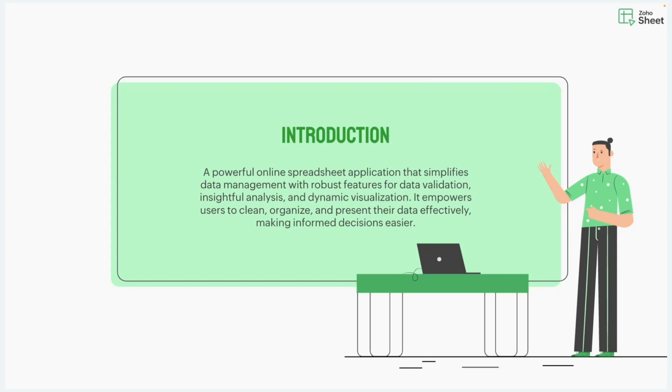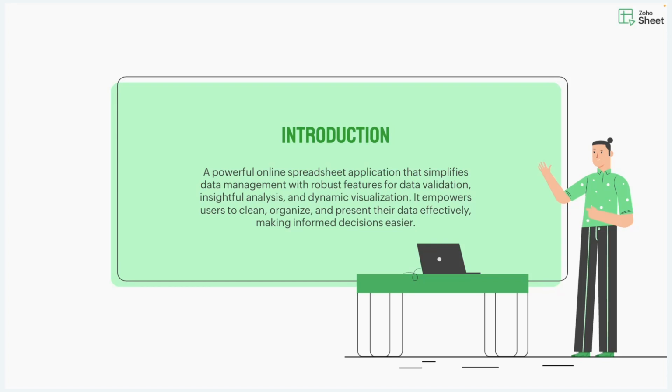Beyond data validation, Zoho Sheet also excels in insightful analysis. It offers advanced tools like pivot tables, which help you summarize and analyze large datasets quickly. And with Zia, Zoho's AI assistant, you get intelligent suggestions for formatting, charts, and even pivot tables based on your data patterns.